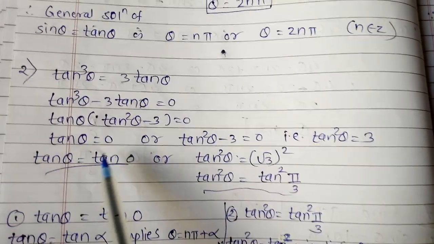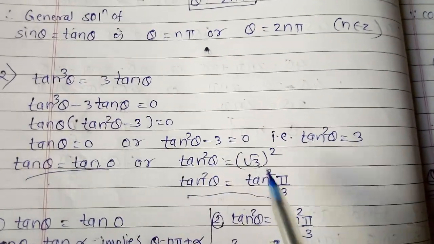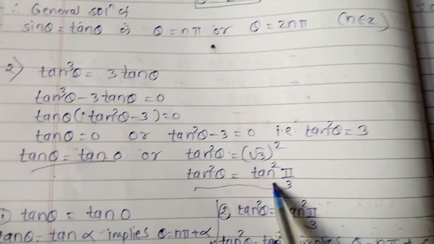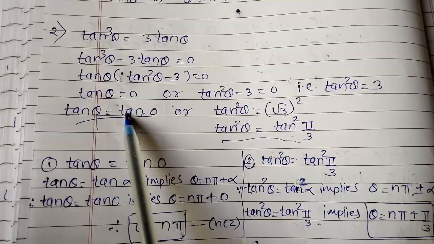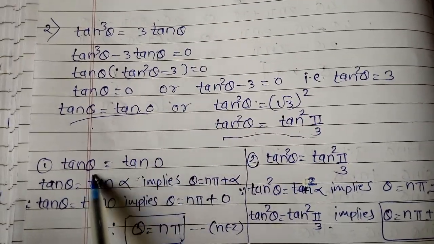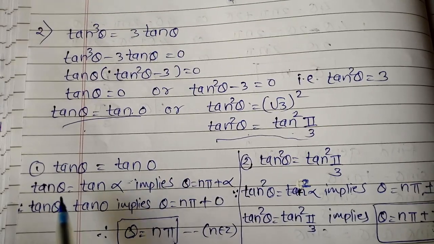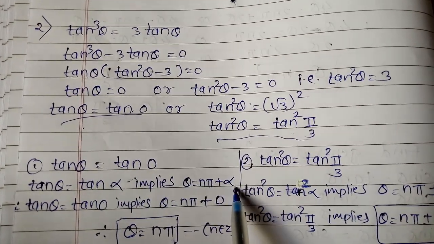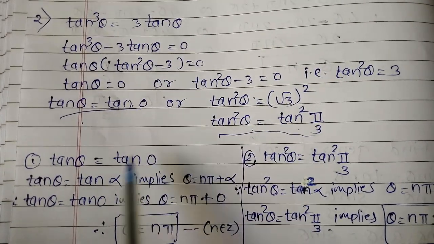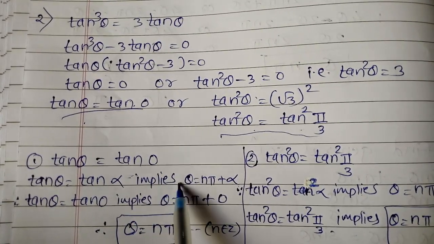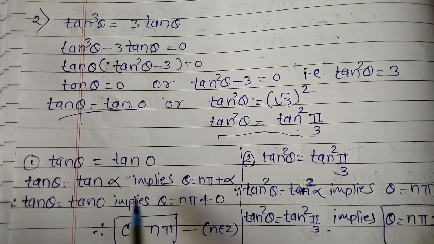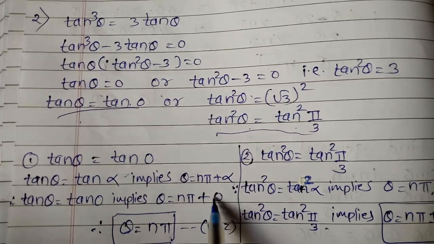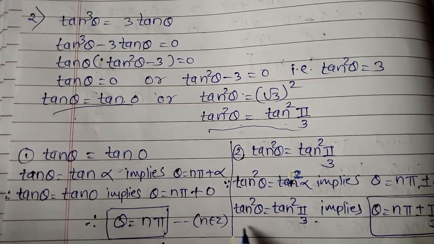So here we use the formula, that is tan theta is equals to tan alpha, and here tan square theta is equals to tan square alpha. So we are going to solve the first one. Tan theta is equals to tan 0, so tan theta is equals to tan alpha implies theta is equals to n pi plus alpha. And so tan theta is equals to tan 0 implies theta is equals to n pi. We put the value of alpha as 0, and so we get theta is equals to n pi, where n belongs to z.